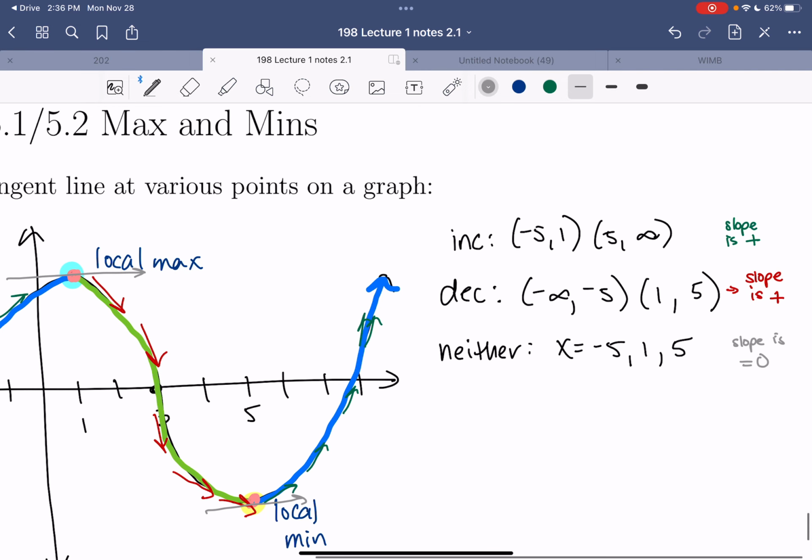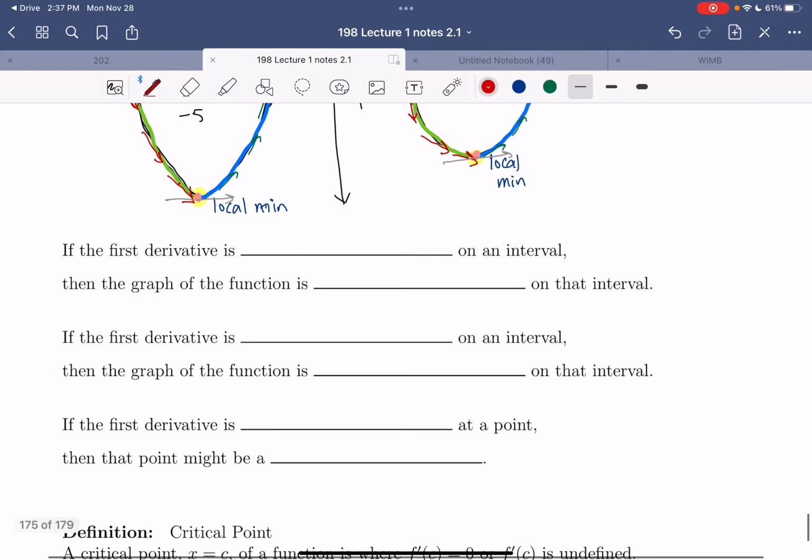So where it's increasing, the slope is positive. Where it's decreasing, our slope is, let me fix that, sorry friends, this should say negative, right? And so that's what we get. So we can go down here and make a couple of statements.